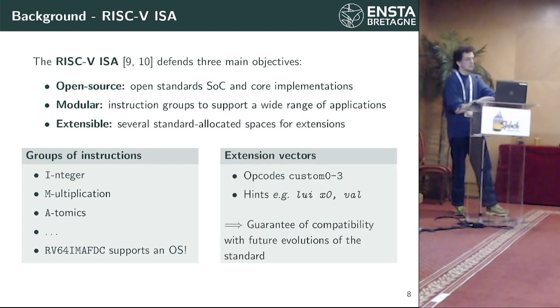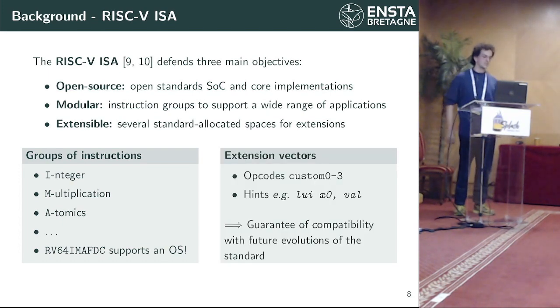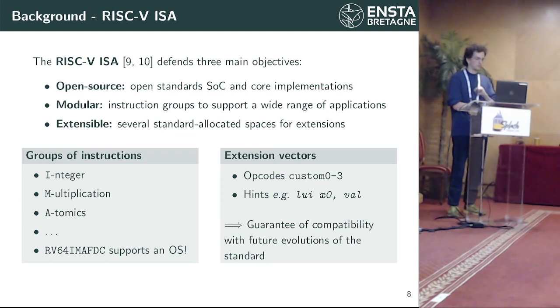We also have several standard allocated spaces for extensions. What that means is that there are dedicated opcodes, named custom 0 to 3, that are fixed in the standards and that won't be used by future extensions. So this means that any change that you might want to make now will be available in the future and will not overlap with another instruction group.